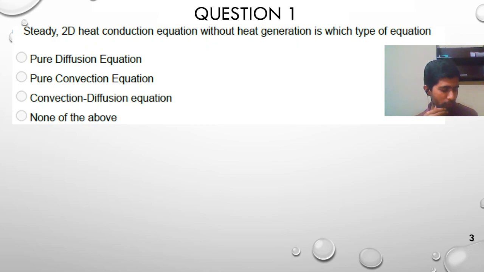Pure diffusion, because someone has written that. What about others? What do you feel? We have discussed this, right? Yeah. Okay, let us try to see it from a governing equation perspective.